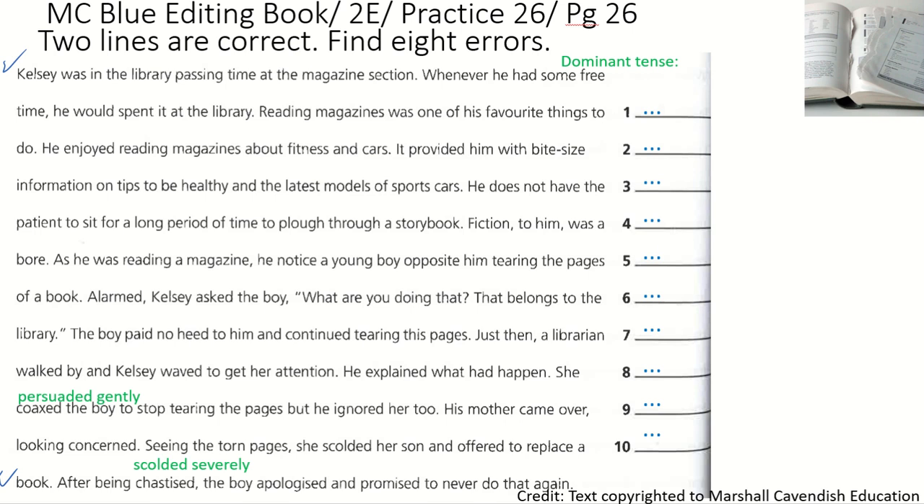A quick glance at this text tells me that it's a recount, and it's recounting this person Kelsey's experience at the library. So I need to identify the dominant tense. To identify the dominant tense, I need to find a verb. So let's read the first sentence. Kelsey was in the library passing time at the magazine section. So what is the verb here? The verb here is was. Was is in what tense? It is in past tense. So I'll write down that it is in past tense.